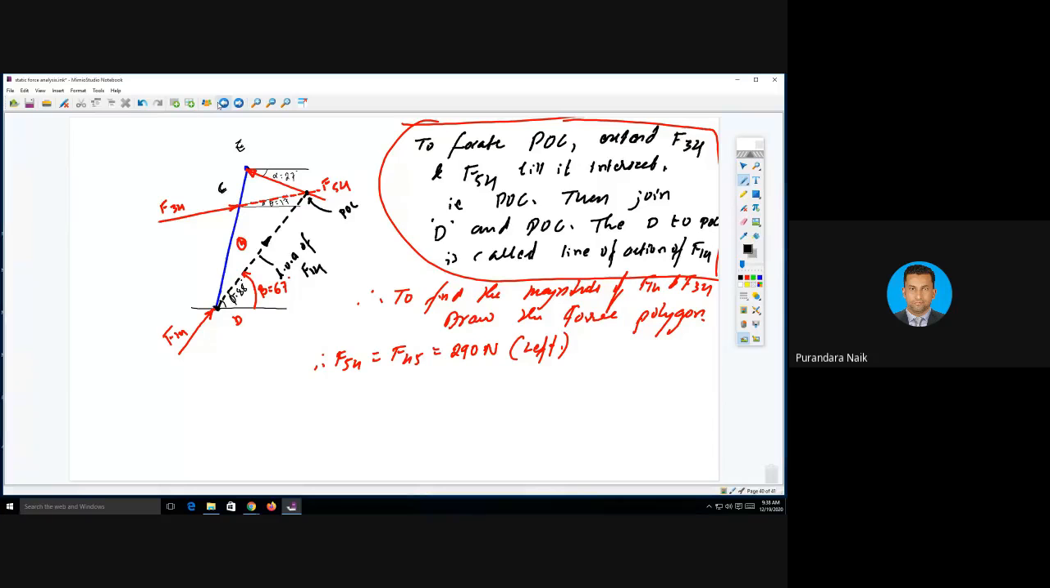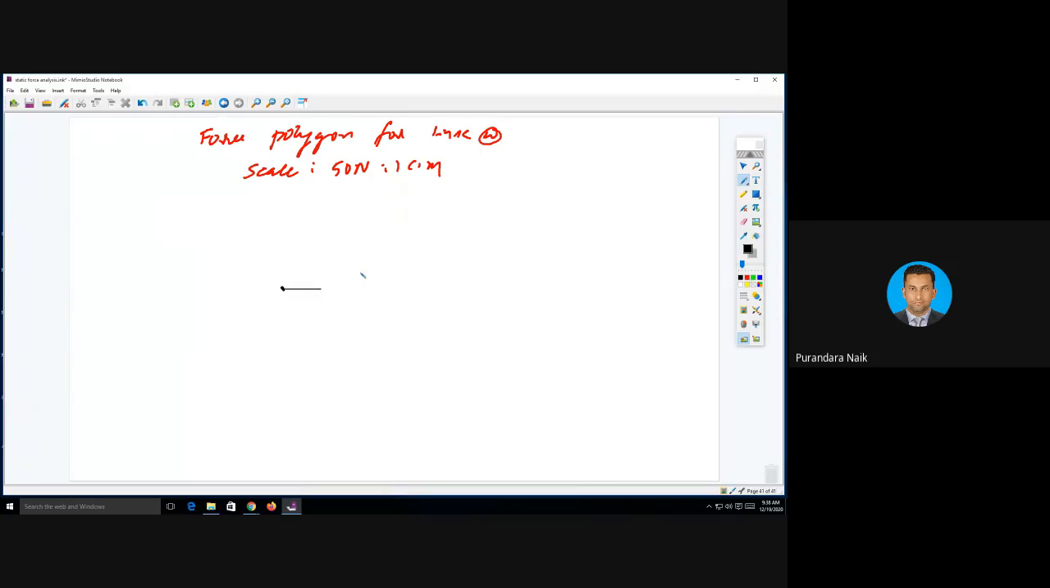Okay, not 5.8, take the alpha angle, 5.8. Take it downward on this side, from the reference line. So alpha is 27 degree. The length is 5.8 along the same direction. This is F54. What is the length? 5.8. This point is A, this point is B.